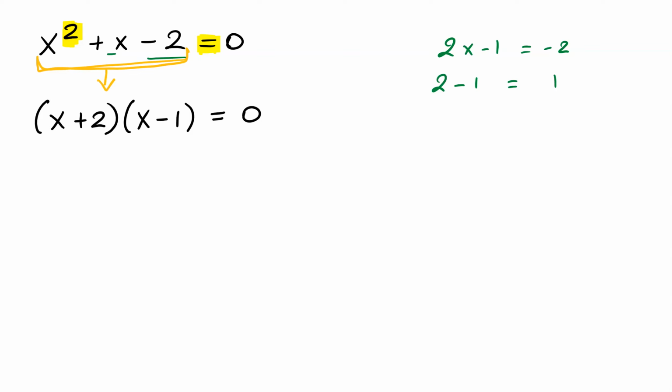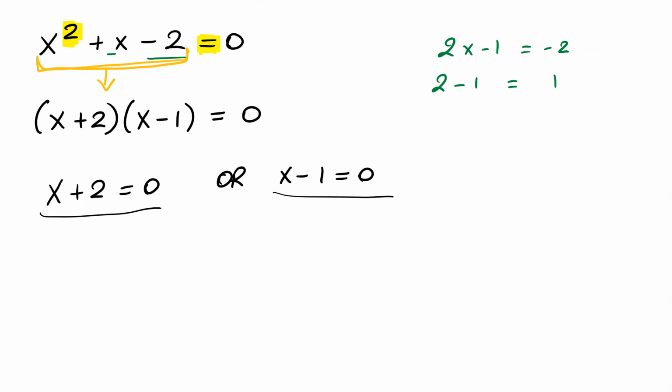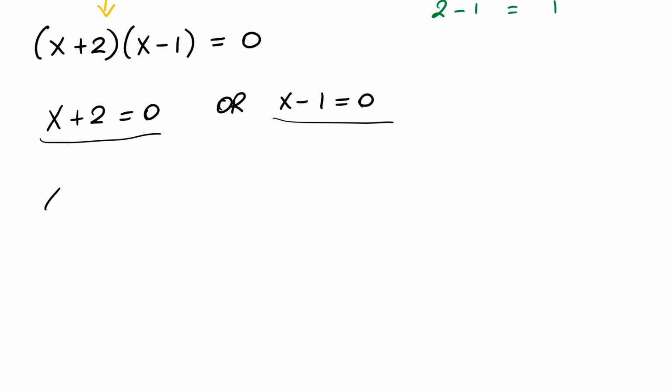Now when you're solving, you're going to make each bracket equal to 0. This is what it will look like. You're going to have x plus 2 equals 0, or you're going to have x minus 1 equal to 0. So you can already see you're going to have about 2 solutions when you get to a quadratic. And now all you have is 2 linear equations right there. Now you're just going to solve these. Isolate the x.